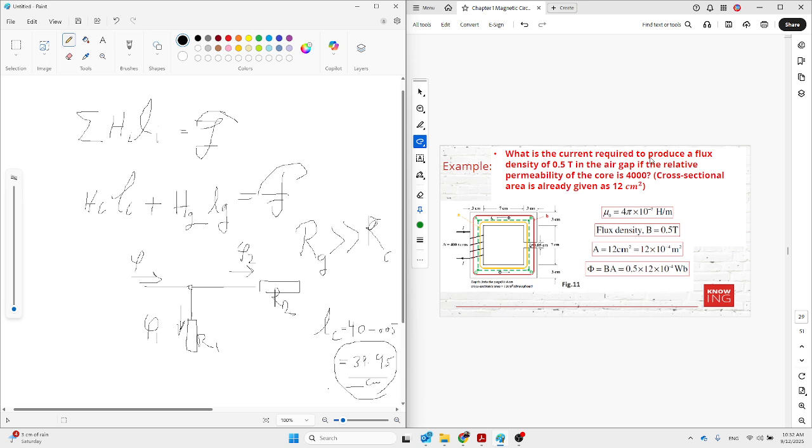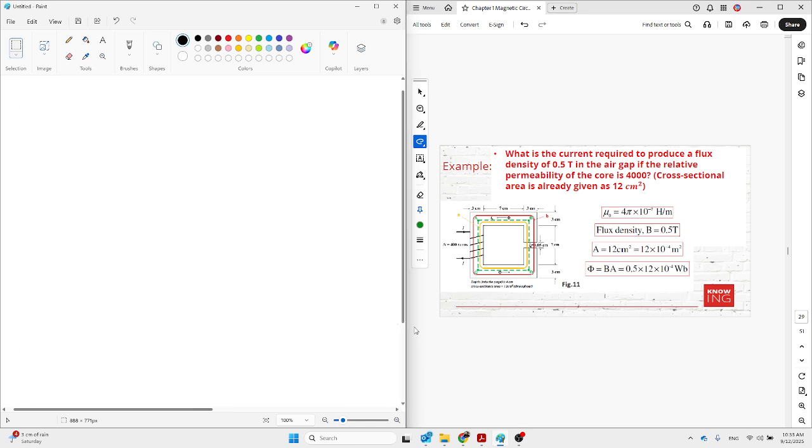Just assume the flux density is equal to 0.5 Tesla. So let me clear this screen for a while. I'll delete this one.